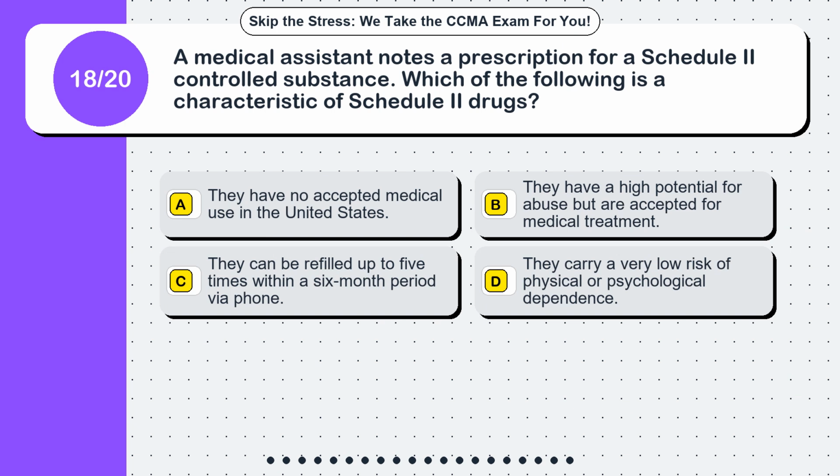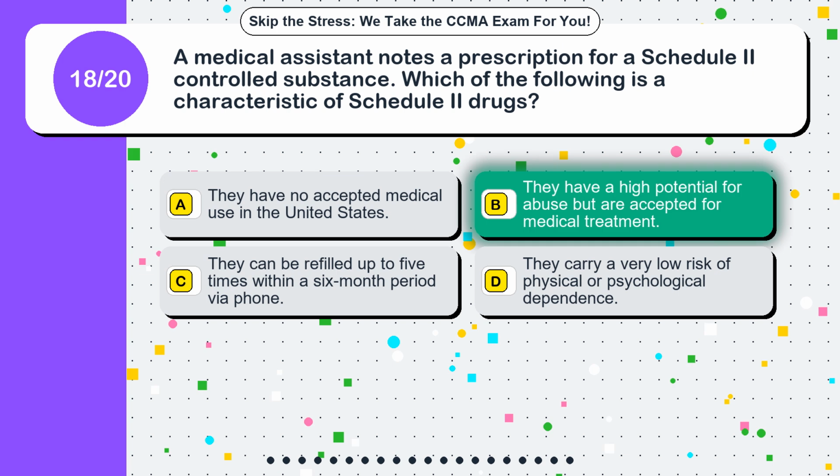Question 18. A medical assistant notes a prescription for a Schedule II controlled substance. Which of the following is a characteristic of Schedule II drugs? Option A, they have no accepted medical use in the United States. Option B, they have a high potential for abuse but are accepted for medical treatment. Option C, they can be refilled up to 5 times within a 6-month period via phone. Option D, they carry a very low risk of physical or psychological dependence.